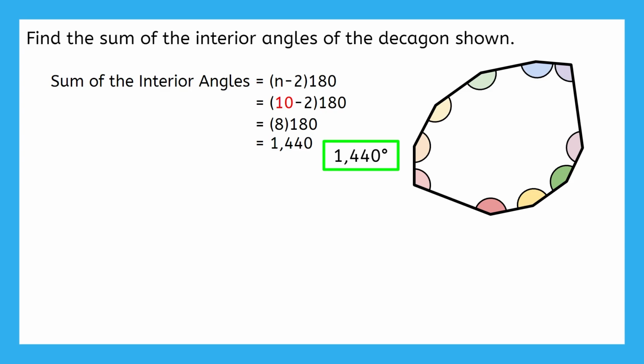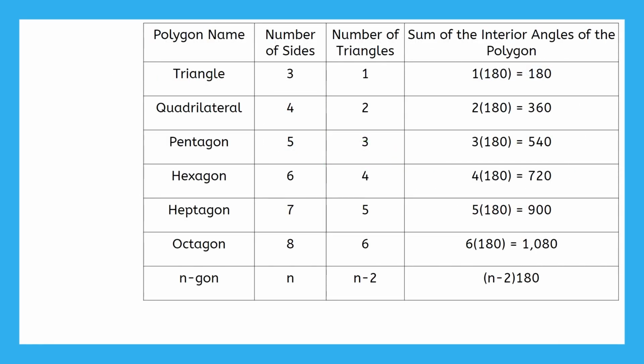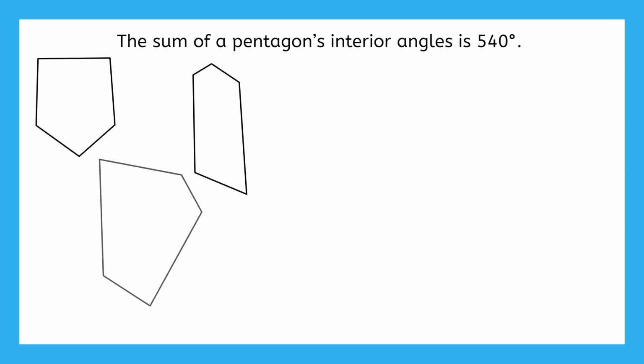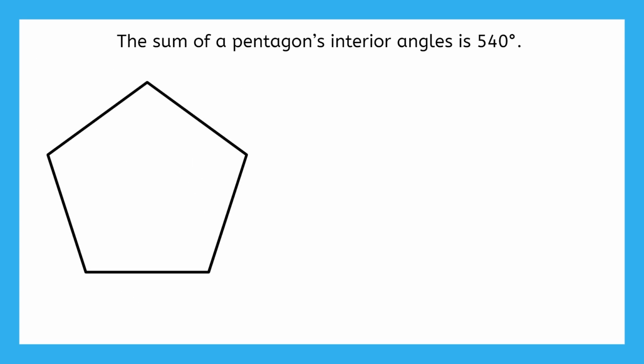Now that we understand how to find the sum of the interior angles of a polygon using a formula, and where the formula came from, let's take this one step further. Let's look at an example from earlier in the lesson. I could pick any polygon to illustrate this, but let's go with a pentagon. We know that the sum of the interior angles of a pentagon adds up to 540 degrees. This means that any pentagon will have interior angles that add up to 540 degrees, even if the pentagon is irregular, like these. But if the polygon is regular, we can take our formula one step further.